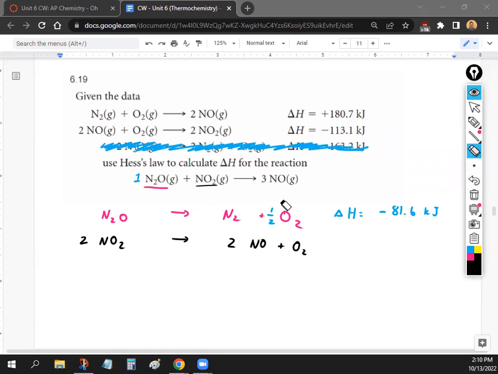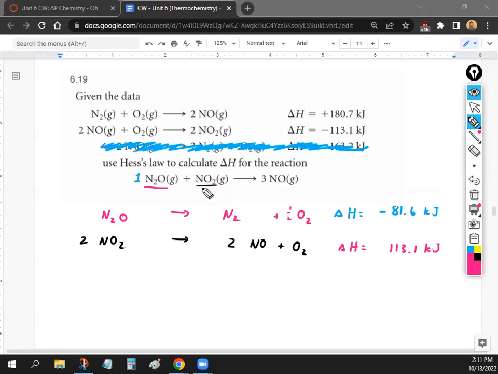Okay. All right, let me just rewrite this real quick so it's easier to look at. Okay, so now we have NO2 on the correct side. And since we flipped the reaction, we need to change the enthalpy. We want to change the enthalpy so that it goes from negative to positive, and that's because we flipped the reaction.